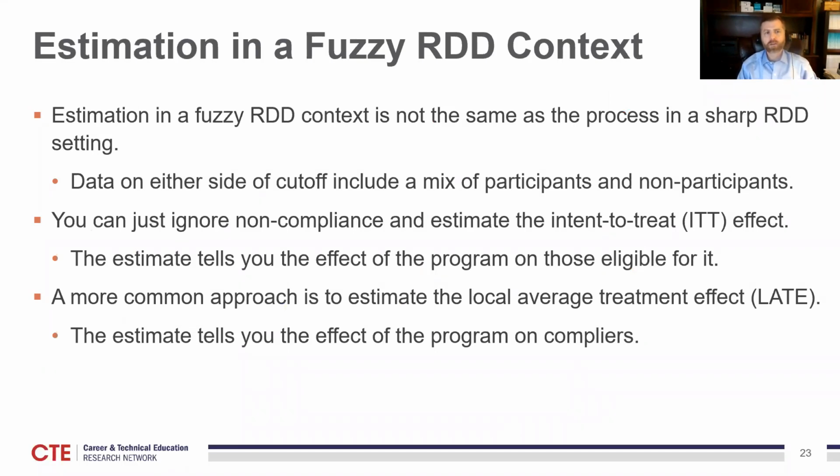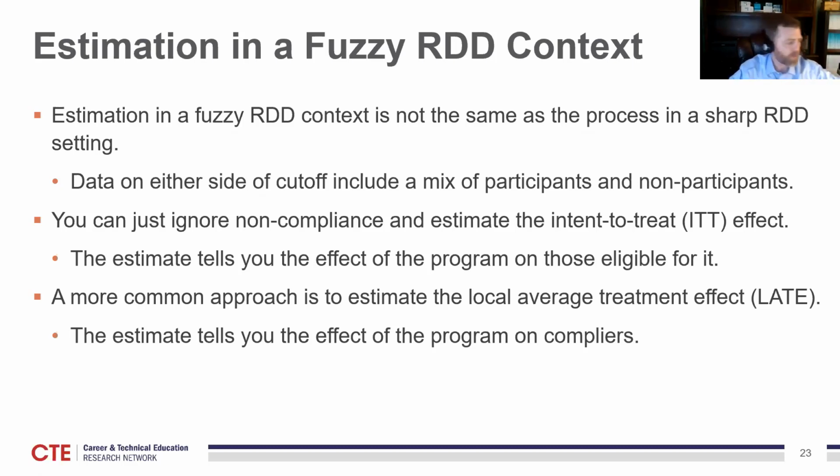Estimating the treatment effect in a fuzzy regression discontinuity context is a little bit different than in the sharp setting. The reason for that is that remember, we're thinking about those two groups representing those boxes on either side of the cutoff. In a fuzzy regression discontinuity setting, those groups can include a mix of participants and non-participants. So it's not necessarily the case that they are essentially equivalent in all the ways that matter. So there are a couple different approaches you could take. One would be to just ignore non-compliance and estimate the treatment effect using the sharp regression discontinuity approach. That will generate an estimate called the intent to treat effect. That estimate is telling you the effect of the program on those individuals who are eligible for it, regardless of whether they actually participated.